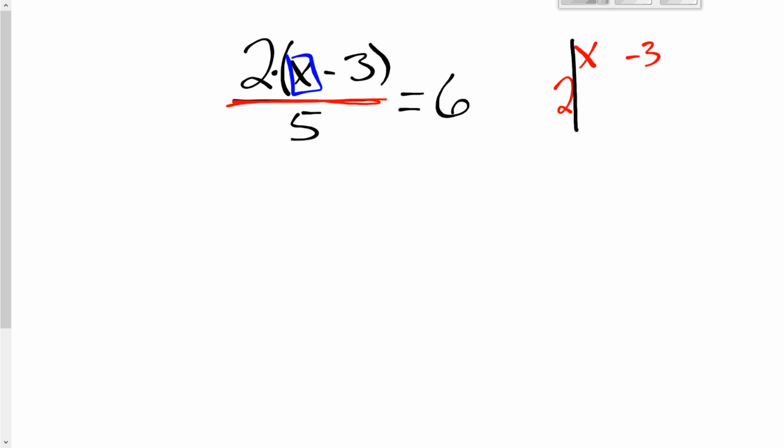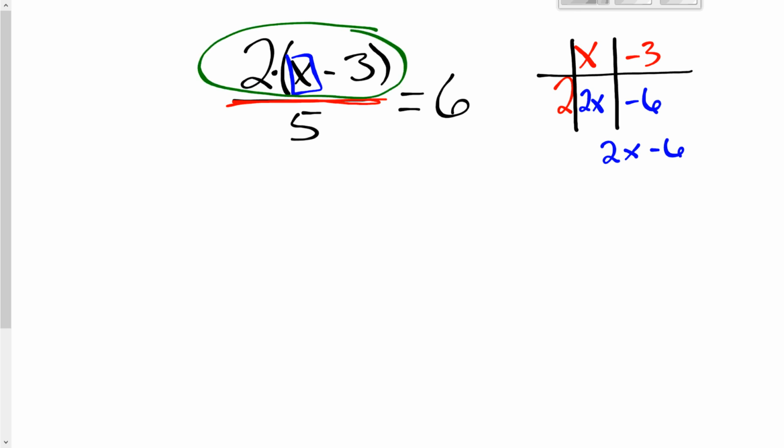I'm going to set up a little table over here, and I'm going to fill that in. I'm going to ask myself, what's 2 times x? Well, that's 2x. And what's 2 times a negative 3? It's negative 6. And together, that's going to give me 2x minus 6. So this whole top portion right here is actually equal to 2x minus 6. So I'll write that in. We have divided by 5 equals 6.